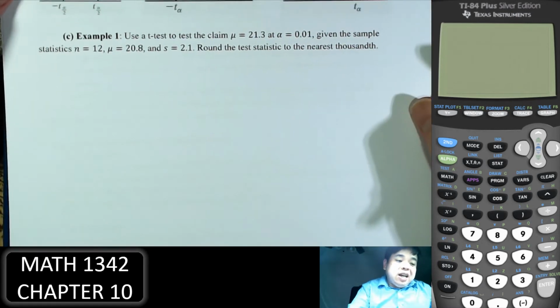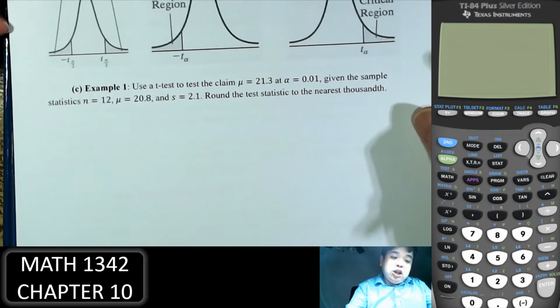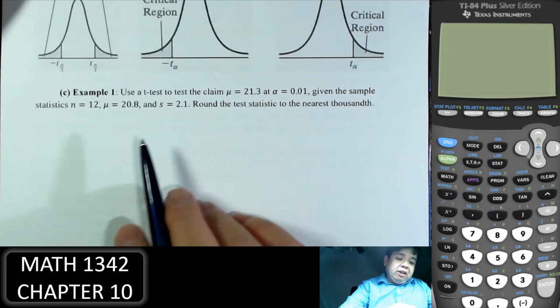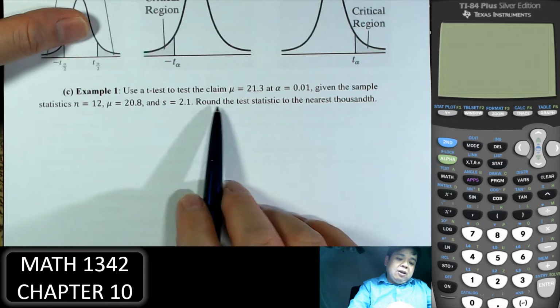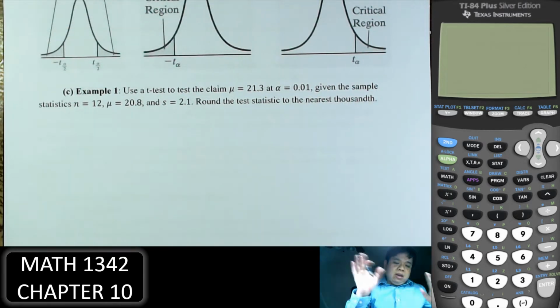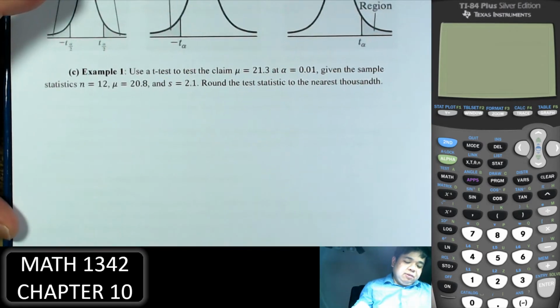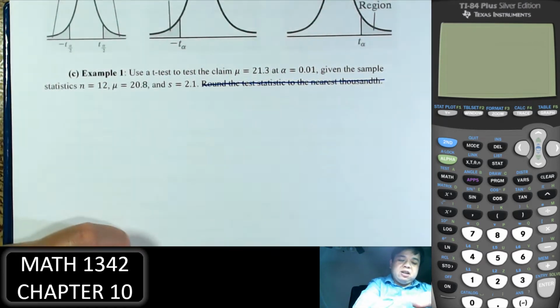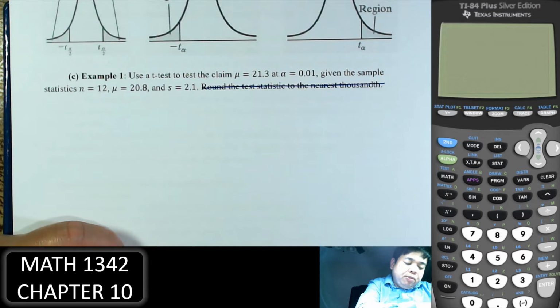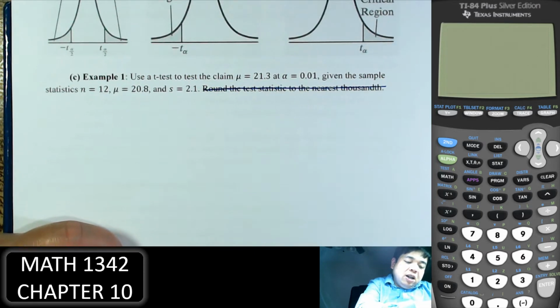Use the t-test to test the claim that the mean is equal to 21.3, given the sample has that information. Now, the test statistic to the nearest thousandth. I said we use the p-value, so we're not going to do the test statistic at all. We don't need that.